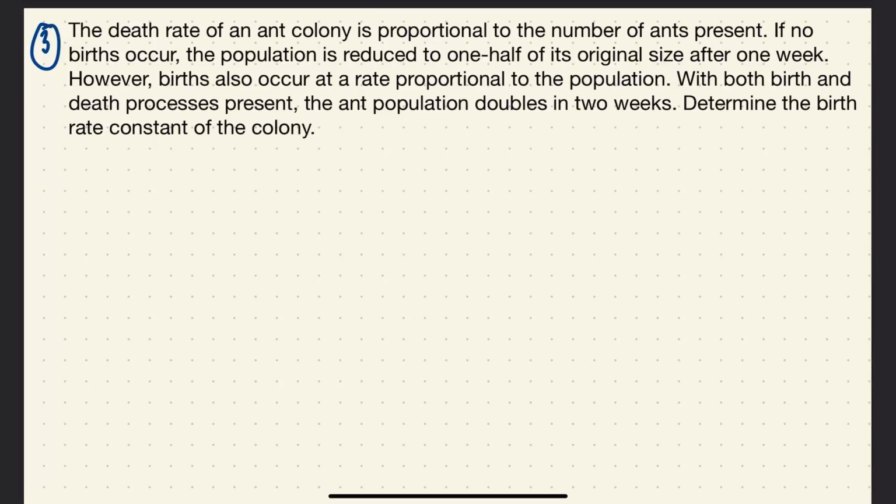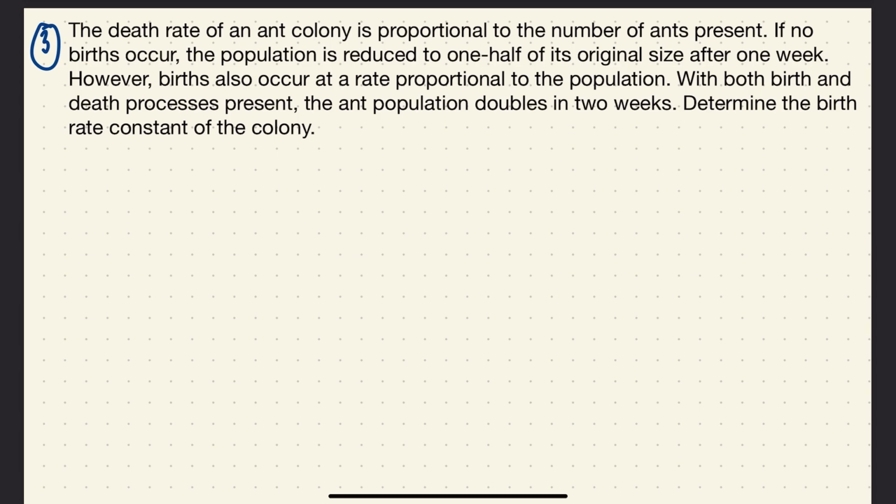The next problem is the death rate of an ant colony is proportional to the number of ants present. If no births occur, the population is reduced to one half of its original size after 1 week. However, births also occur at a rate proportional to the population. With both birth and death processes present, the ant population doubles in 2 weeks. Determine the birth rate constant of the colony.